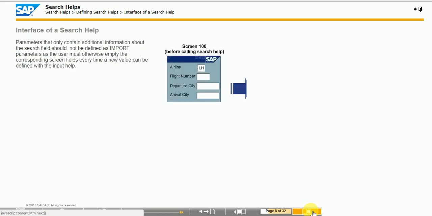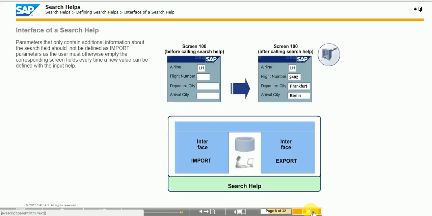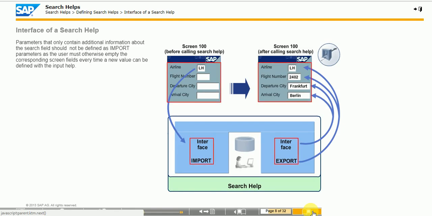When you define a parameter of a search help, you must also define whether it is used to copy data to the input help import parameter or return data from the input help export parameter. The import and export parameters of a search help together make up the interface of the search help. The parameters of a search help can be compared with the parameters of a function module.